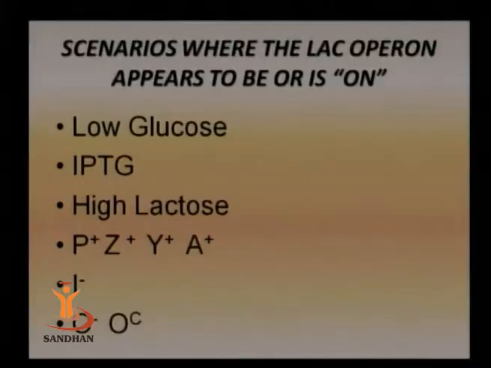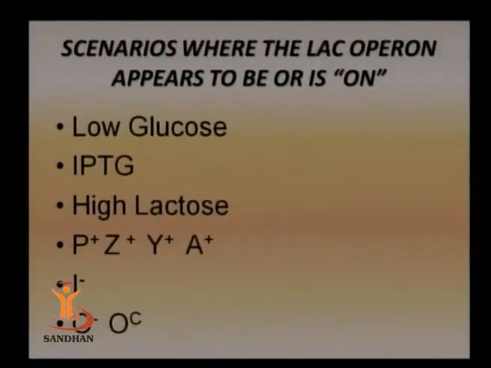The next scenario is I minus, that is, repressor minus. It means if the repressor is not found at all, then obviously the Lac Operon will remain expressive, because whether lactose is present or not, it will make no impact on the operon, because there is no repressor, so there is no negative control at that time.